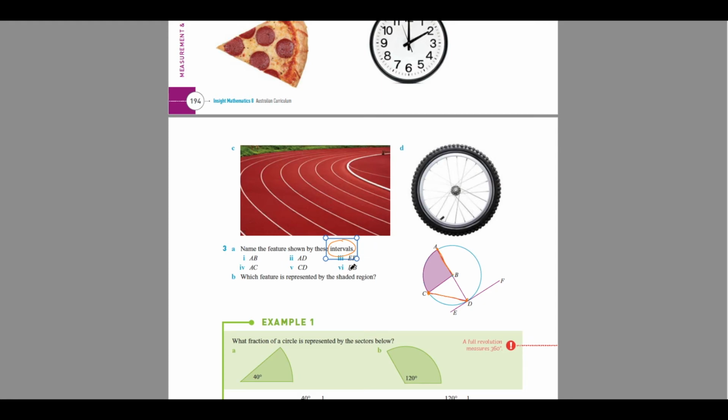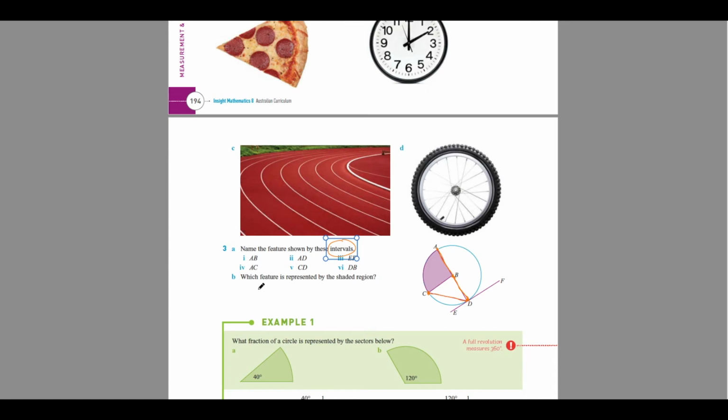Let's take another look at another one, DB. So what's DB? Okay, DB is that line there. So that's also going to be the radius, right? Because it's a line that goes through the center and it touches the circumference. So DB and AB are basically both called the radius.